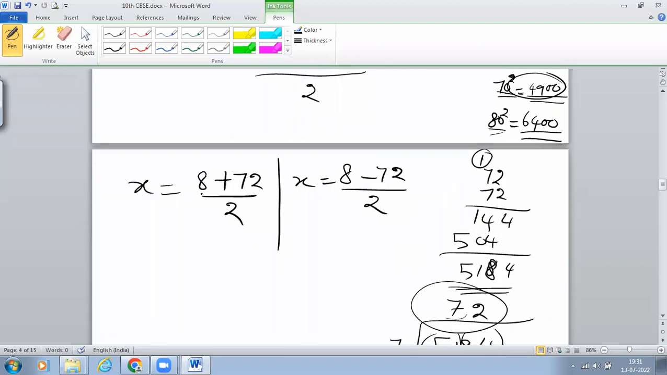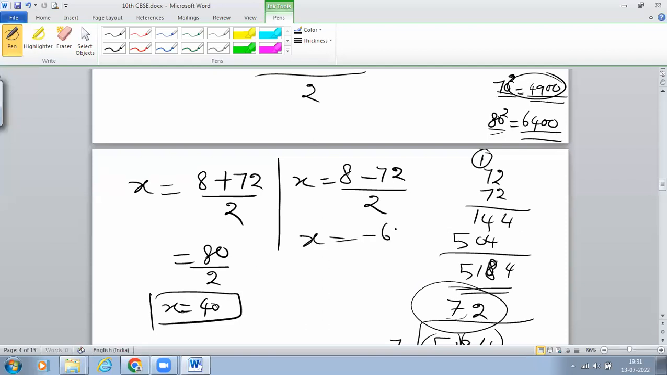Now what is 8 plus 72? That is 80. 80 by 2 is 40. So x is equal to 40 is one answer. And here x is equal to 8 minus 72, which is minus 64, because plus and minus are opposite signs, so you do subtraction and put the greater number's sign. Minus 64 by 2 is minus 32. So we got two answers for x. One is plus 40, and another one is minus 32.